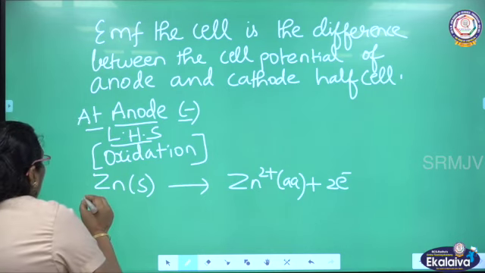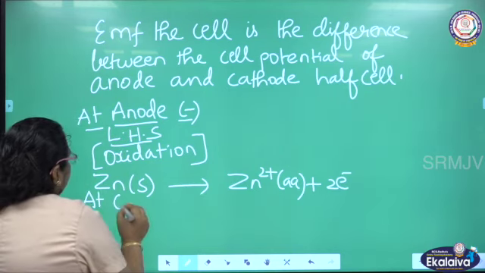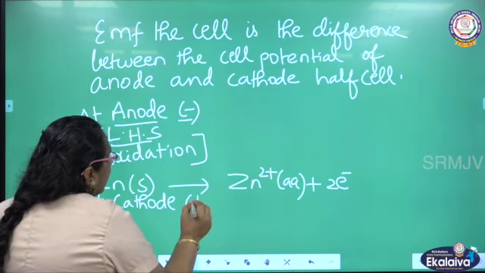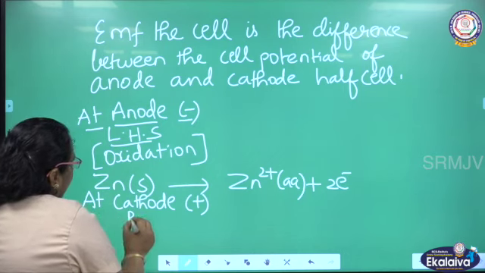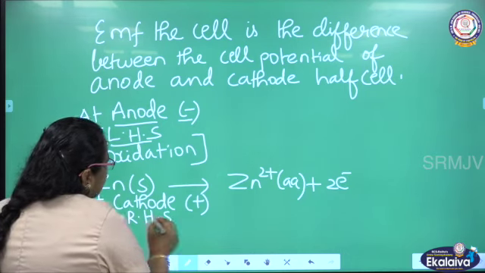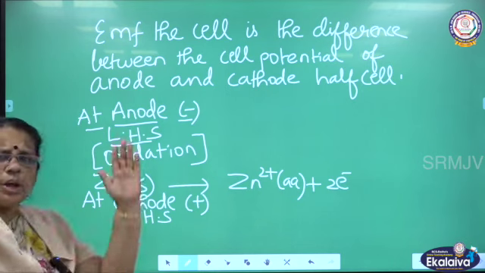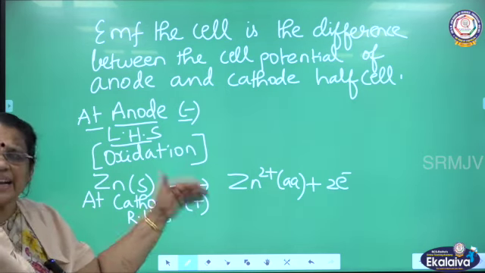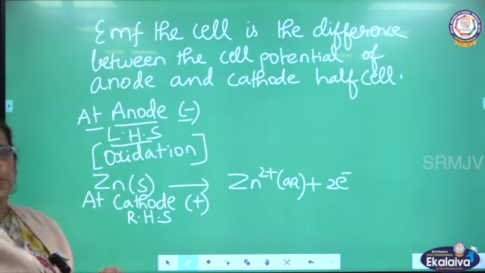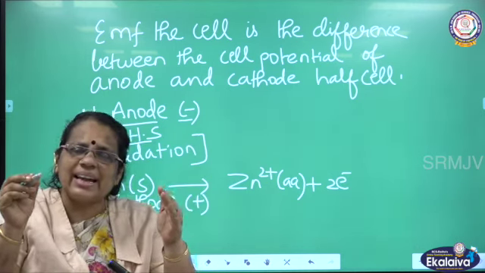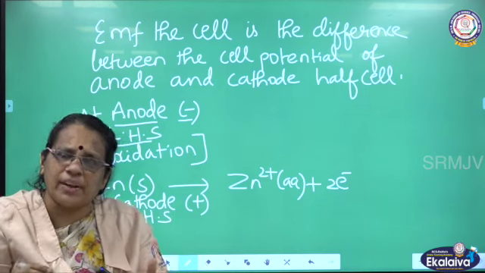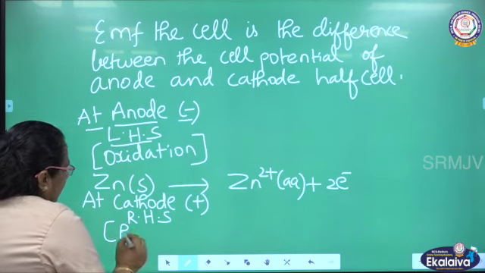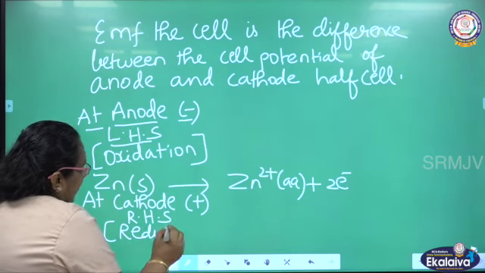What about the cathode? The cathode is the positive terminal. Where is it kept? It is towards the right hand side. We can see the cathode towards the right hand side, and it is indicated by positive. So at the right hand side, the cathode, which is positive, what type of reaction is taking place? Reduction is taking place.